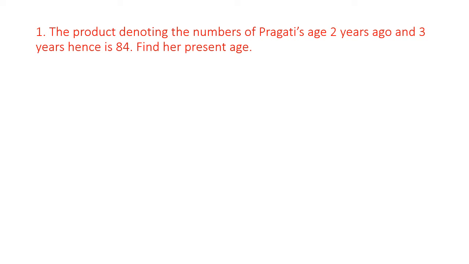So whatever is asked in the question, that we always consider as x. So for example here, we will say let her present age be x. Since we don't know, we'll consider it as x years. Now what is given? The product of something. Of what? Pragati's age 2 years ago. So 2 years ago means what?